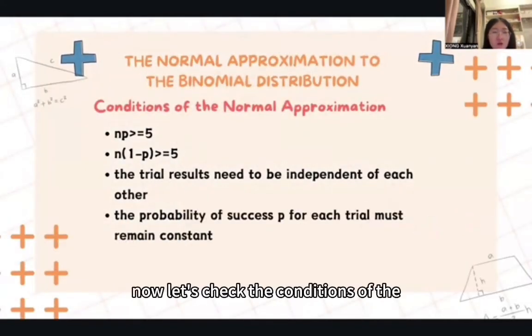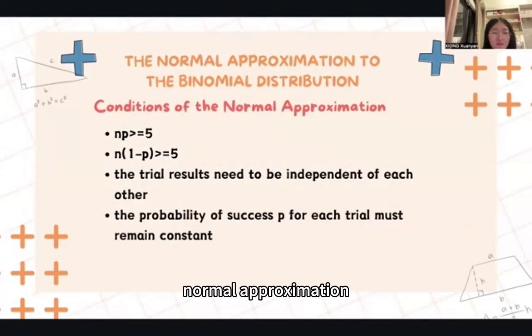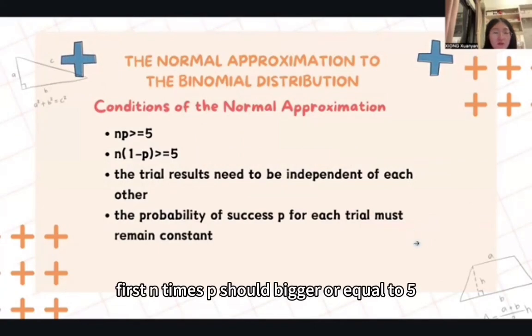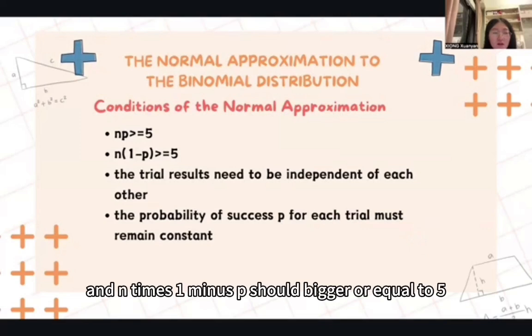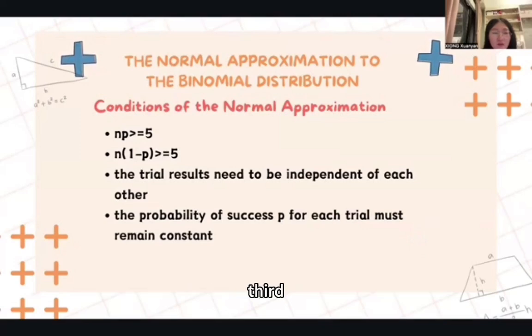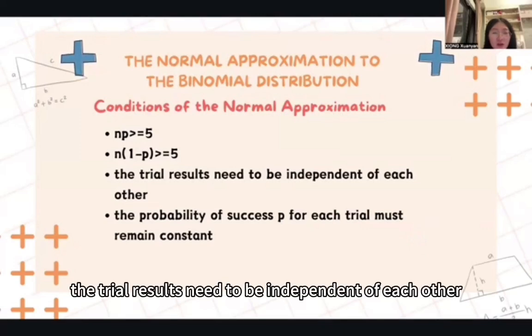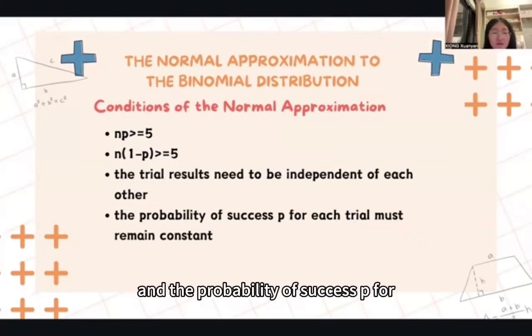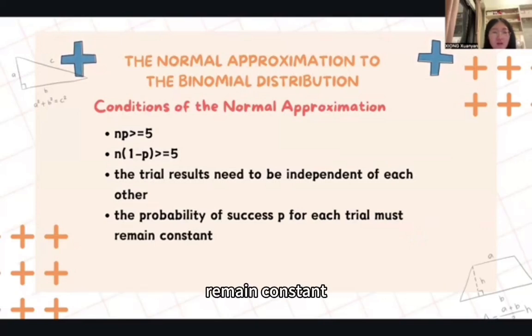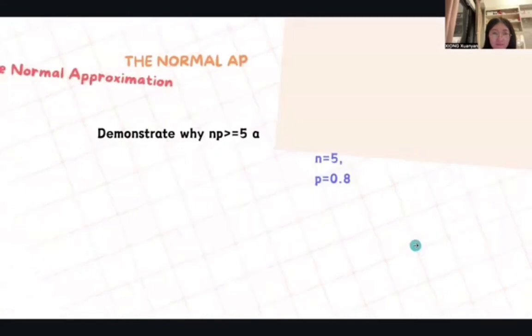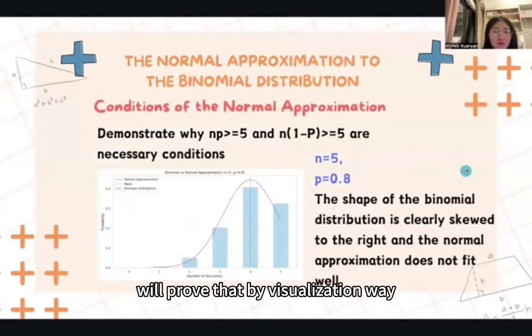Now let's check the conditions of the normal approximation. First, n times p should be bigger than or equal to 5, and n times 1 minus p should be bigger than or equal to 5. Third, the trial results need to be independent of each other, and the probability of success p for each trial must remain constant. We'll prove that by visualization.